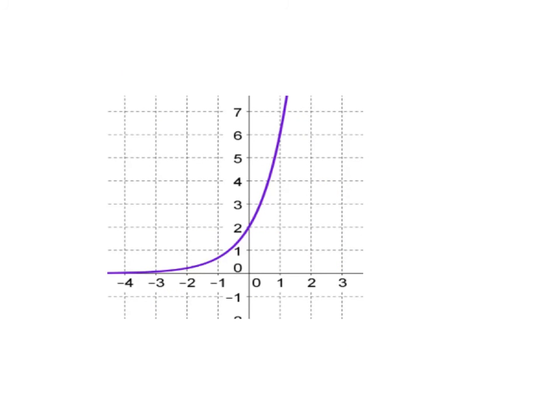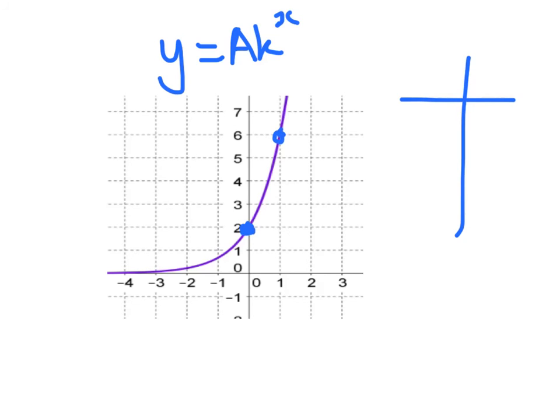Right, the first thing to notice here is that this is different because it goes through 2 when x is 0. So the form here is not quite the basic form. It's going to have a stretch factor in it, and we're going to look at some blobby points here. So the first one to notice is that when x is 0, y is 2. So that is telling me something. So the next point will be 1 and 6.